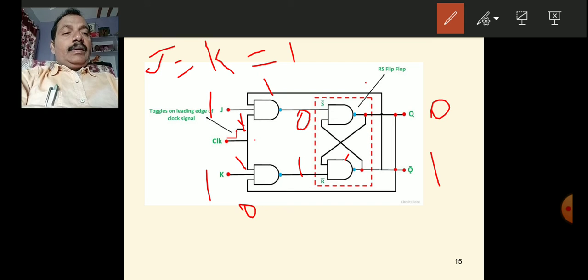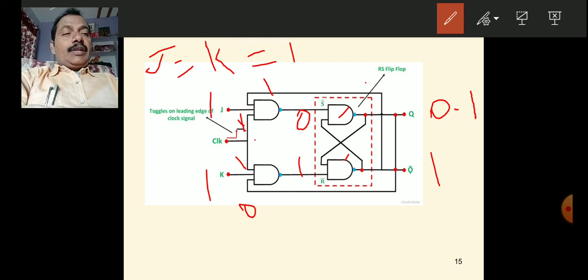Now this NAND gate input is 0, means one of the inputs is 0. Even if the other input is not known, we can determine the output because one of the inputs is 0, the output is 1. The output is 1.